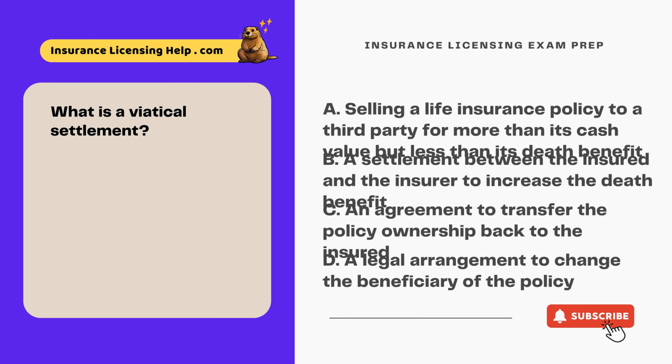What is a viatical settlement? A. Selling a life insurance policy to a third party for more than its cash value, but less than its death benefit. B. A settlement between the insured and the insurer to increase the death benefit. C. An agreement to transfer the policy ownership back to the insured. D. A legal arrangement to change the beneficiary of the policy.